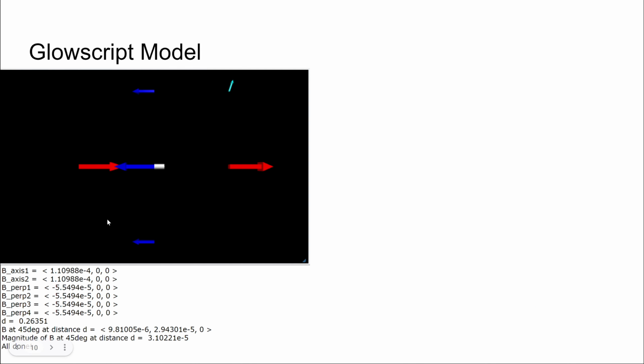So here's a GlowScript model. The red arrows show the magnetic field on axis. The blue arrows show the magnetic field perpendicular, and finally this cyan arrow over here shows the magnetic field at a 45-degree angle from the axis.